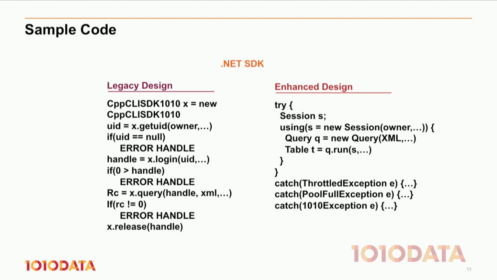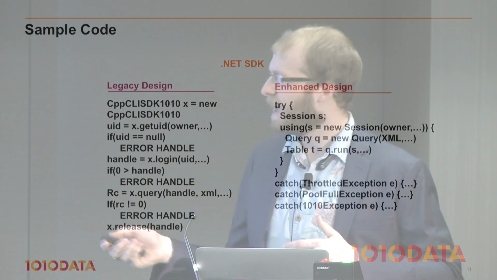So our new design is a lot more modern. We would move to an exception-based error model. As you can see, each object is representing what it sort of semantically encapsulates on the 1010 side. And it's going to produce cleaner, more elegant code. It's a lot more maintainable.